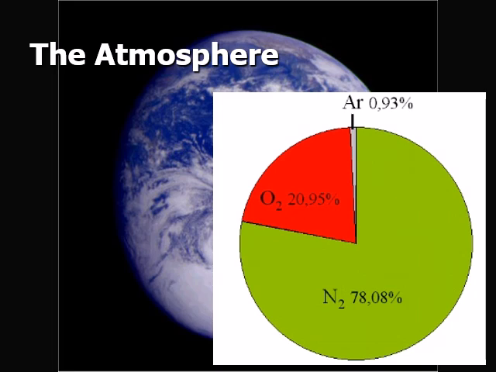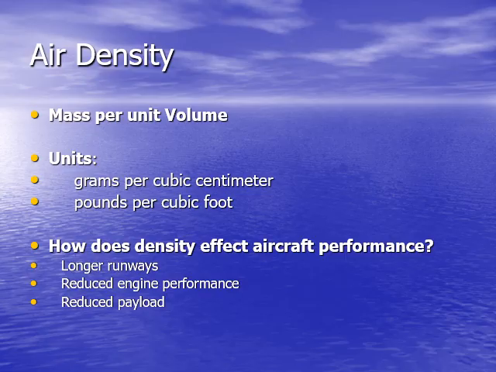The standard day temperature is 15 degrees Celsius. Pressure is 29.92 inches of mercury. These values are used in maintenance manuals and performance charts to ensure consistent measurements. Air density is mass per unit volume. Lower density reduces engine performance, lift, and payload capacity, requiring longer takeoff distances and affecting climb performance.